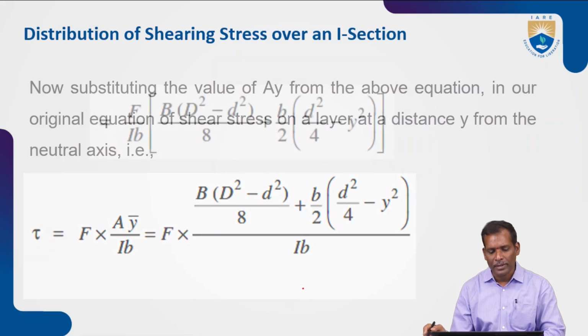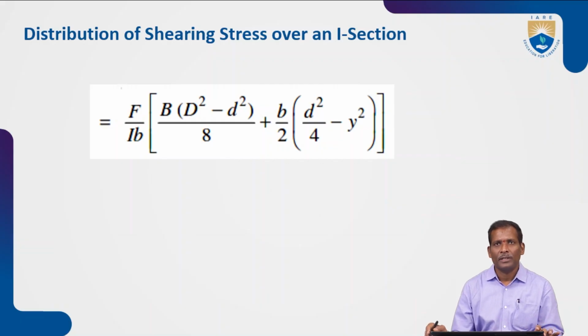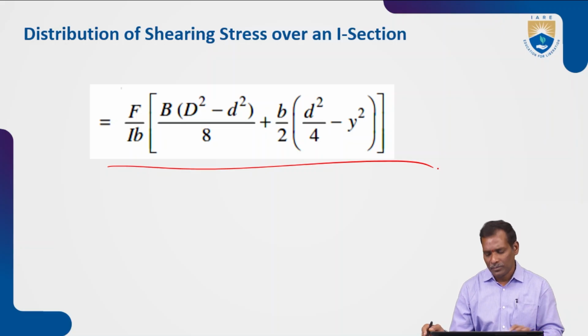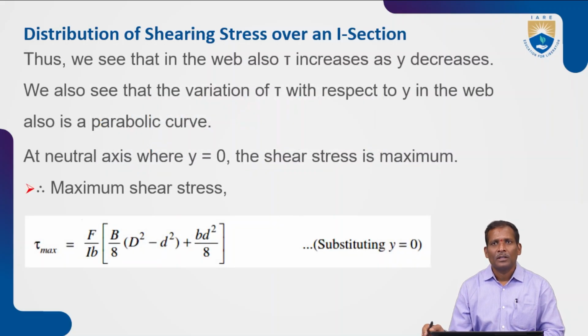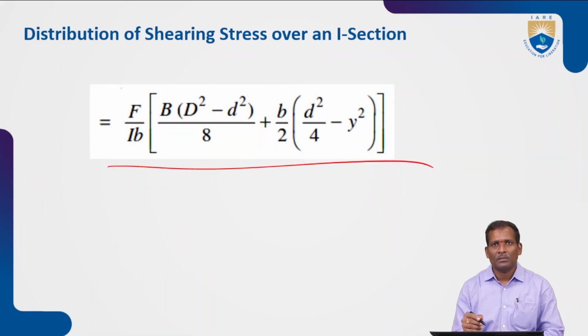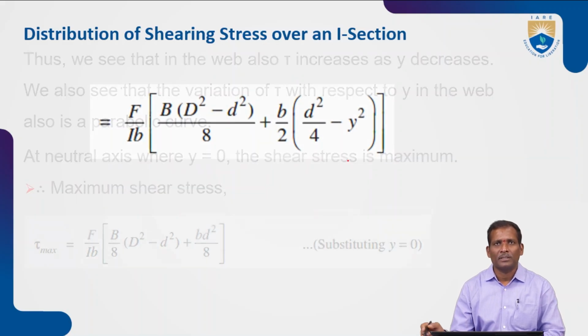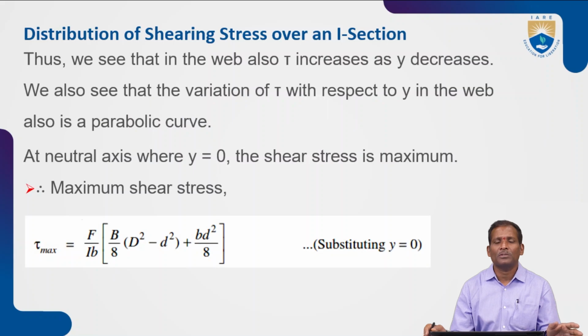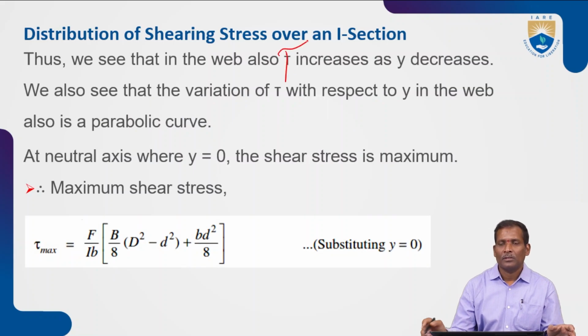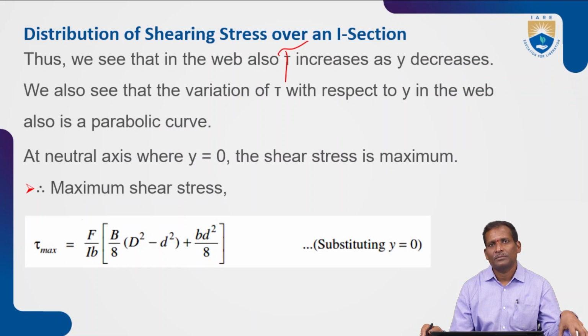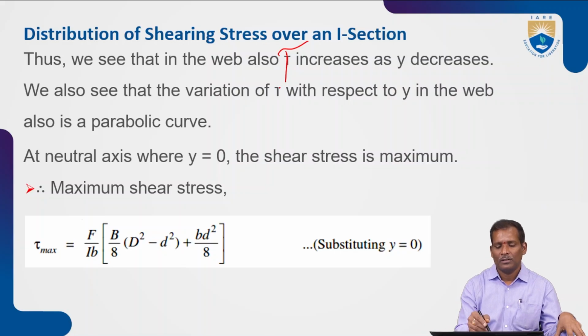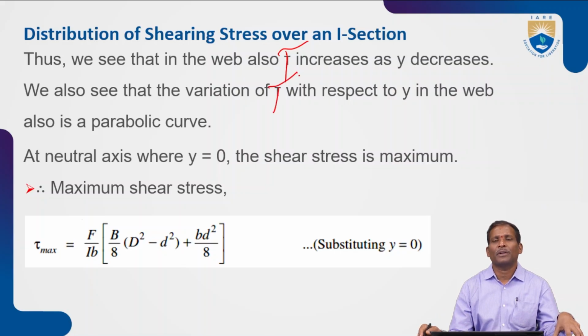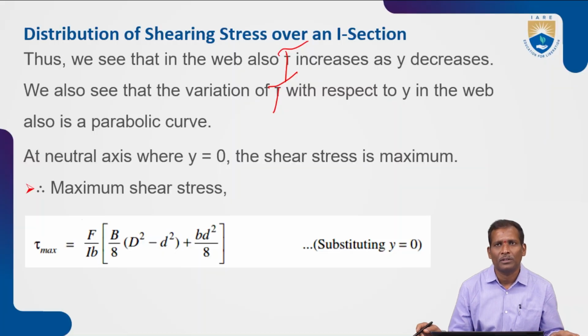So take the LCM and then find out here: B D square minus d square by 8 plus b by 2 into d square by 4 minus y square. Otherwise you can keep it like this. Then see that in the web also, the tau increases as y decreases. We also see that the variation of tau with respect to y in the web also is a parabolic curve.